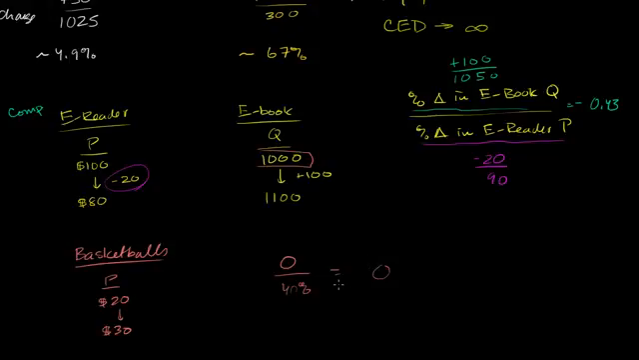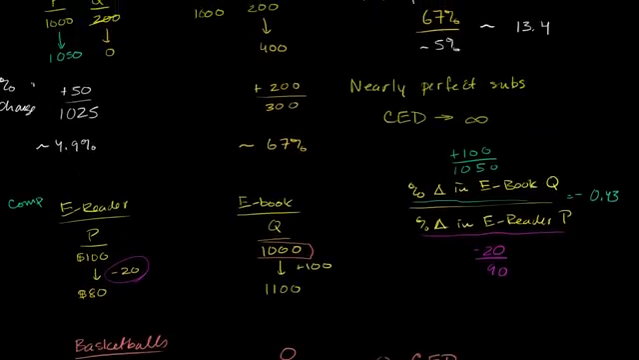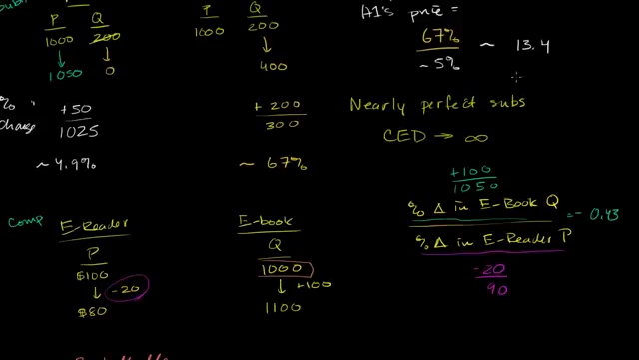So for unrelated products where the price change in one of them does not affect the quantity demanded in the other, it makes complete sense that you have a 0 cross elasticity of demand. If they're complements, you would have a negative cross elasticity of demand. And if they're substitutes, you would have a positive one. And the closer the substitutes they are, the more positive your cross elasticity of demand is going to be.